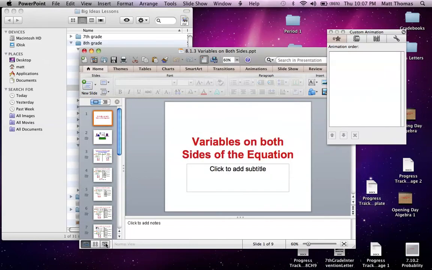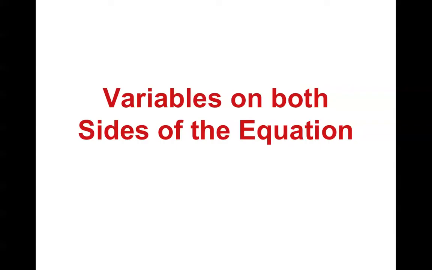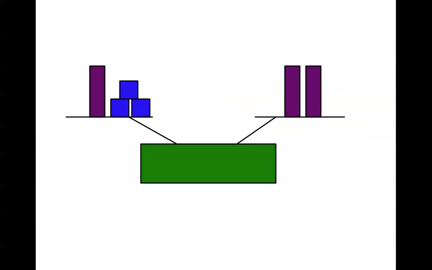So today, welcome back. We're going to talk about variables when they are on both sides of an equation. So how do we isolate a variable if we have variables on both sides of an equation? Well, first let's take a look at an equation.